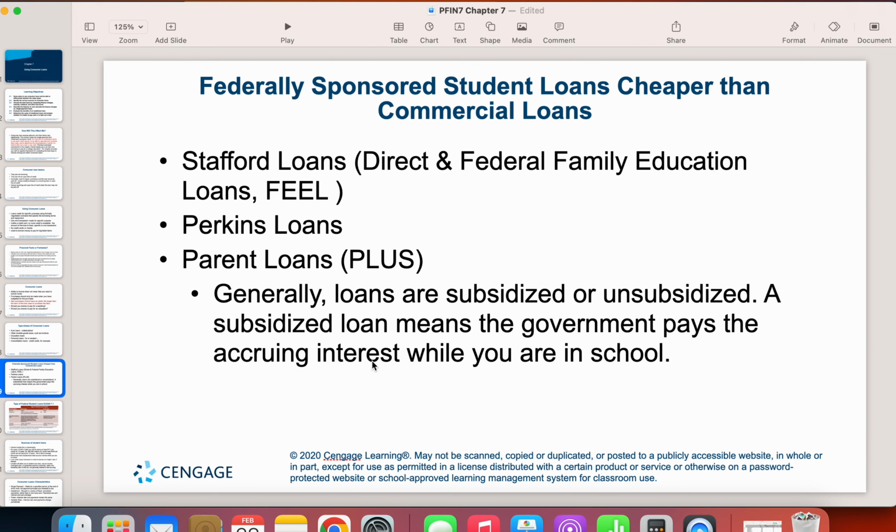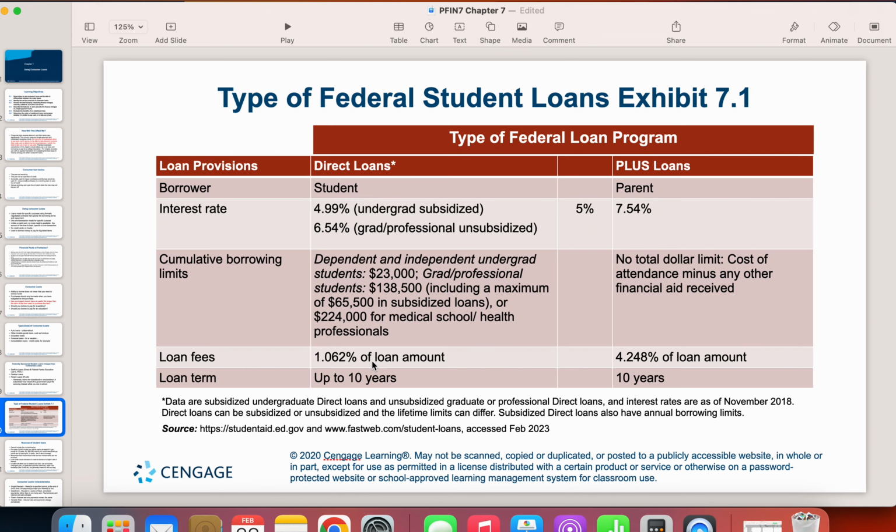So sometimes, part of your Stafford loans might be unsubsidized and part is subsidized, versus your Perkins part is subsidized and part is unsubsidized. It might be good to be paying at least the interest on the unsubsidized portion while you're in school, if you can afford to. Okay, student loans.